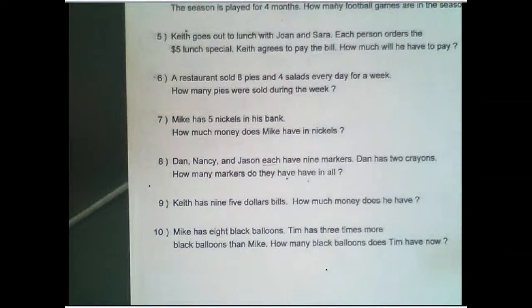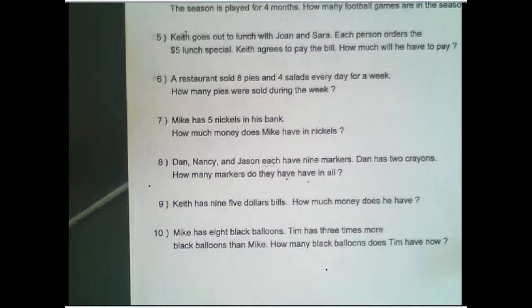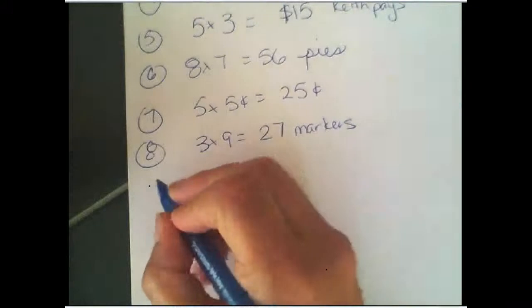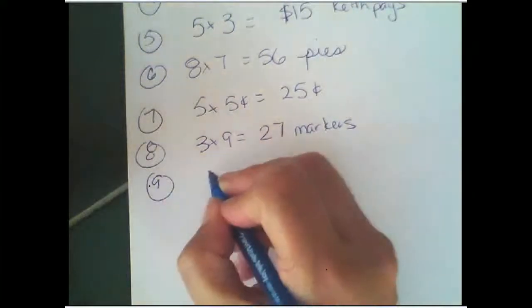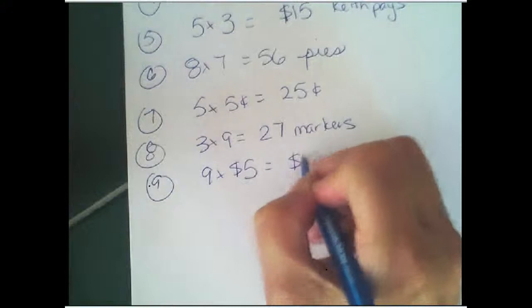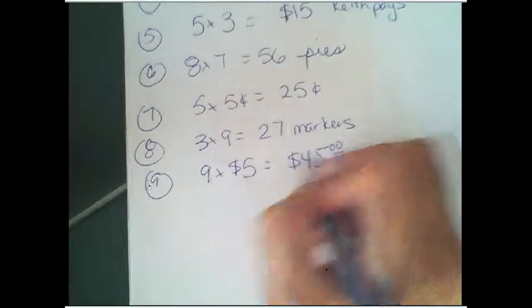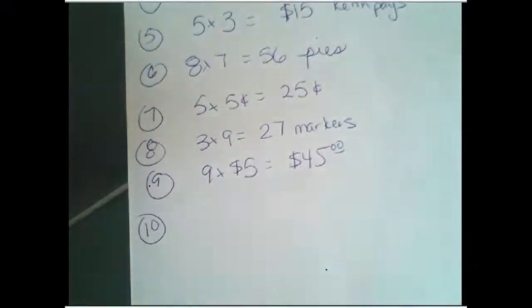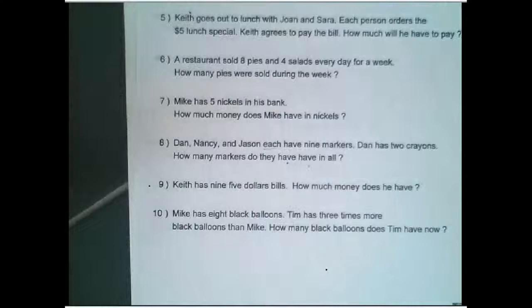For question 9, Keith has 9 $5 bills. How much money does he have? Here, that's pretty self-explanatory. He has nine bills in his pocket. They're each a $5 bill. So our friend Keith has 9 times $5, which is going to give him $45.